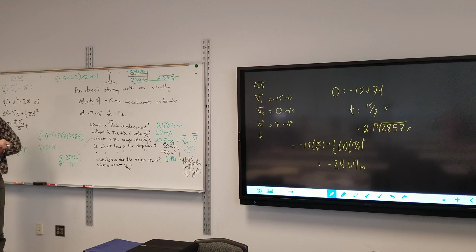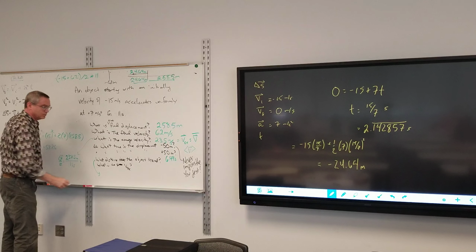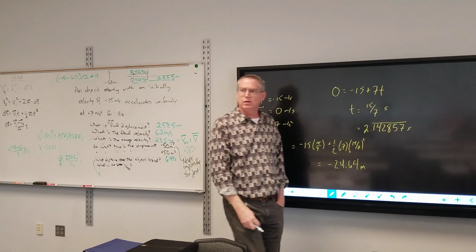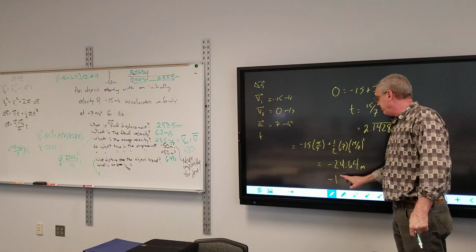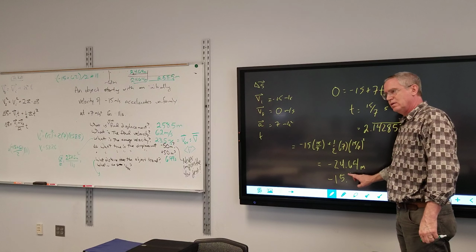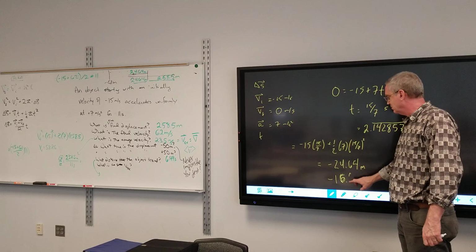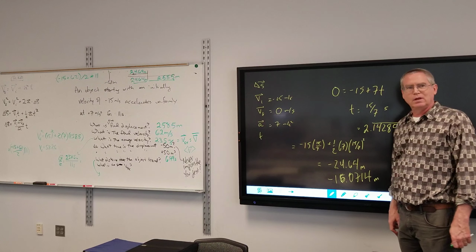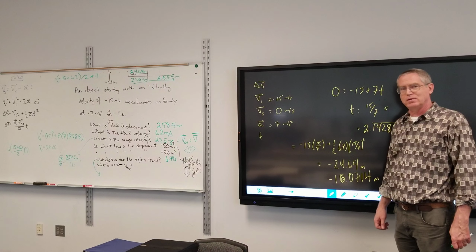Okay. And so the distance traveled, I didn't get that answer. Oh, you didn't get 24.64? It's negative 16.07. I got that same, 16.07. Do we have general consensus that negative 16 is right? Yes. Yes.